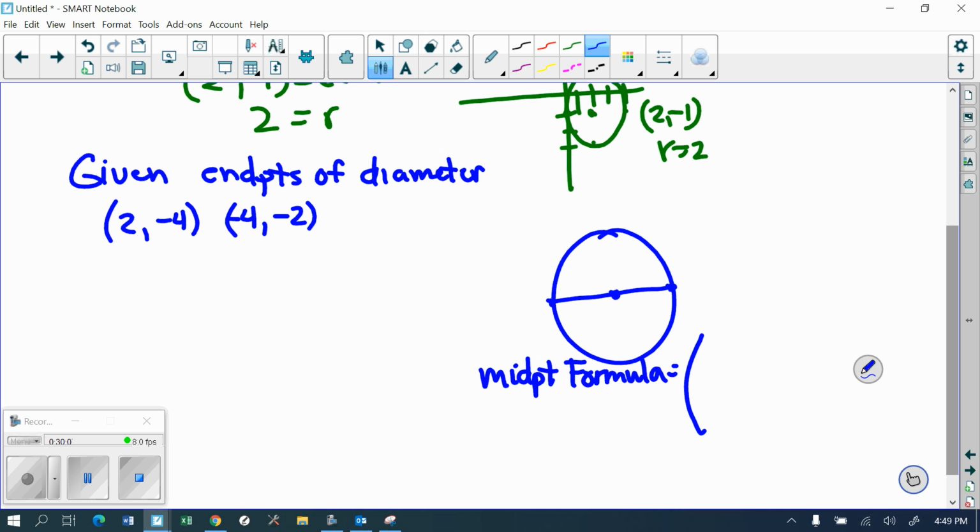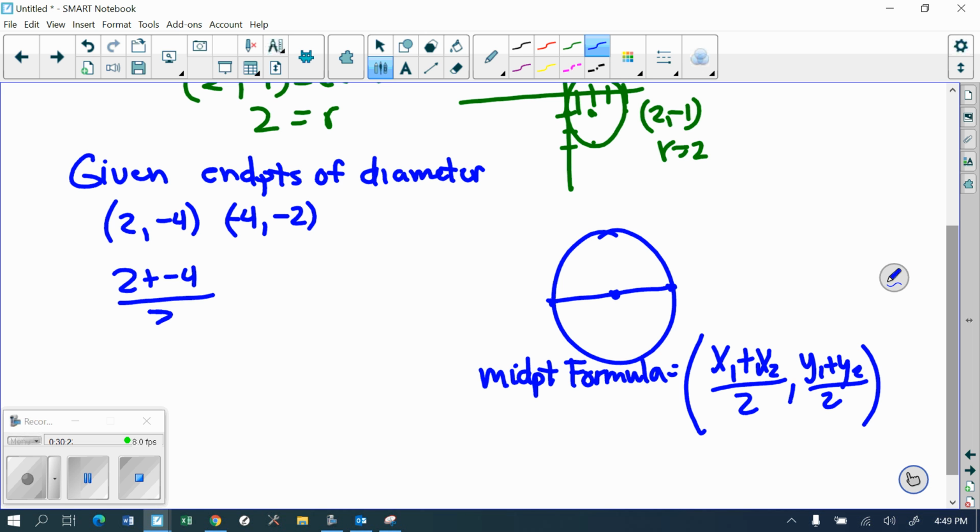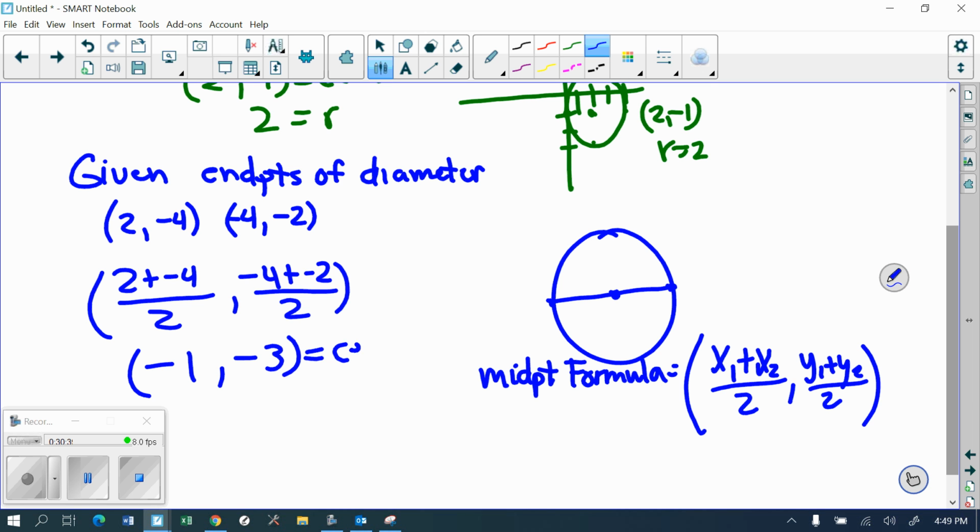It's just the average of the x's. So (x sub 1 plus x sub 2) divided by 2, comma, (y sub 1 plus y sub 2) divided by 2. Okay, so I add my x's together: 2 plus negative 4 divided by 2, and negative 4 plus negative 2 divided by 2. 2 minus 4 is negative 2, divided by 2 is negative 1, and negative 4 minus 2 is negative 6, divided by 2 is negative 3. So my center is negative 1, negative 3.